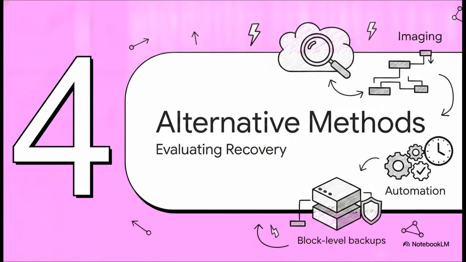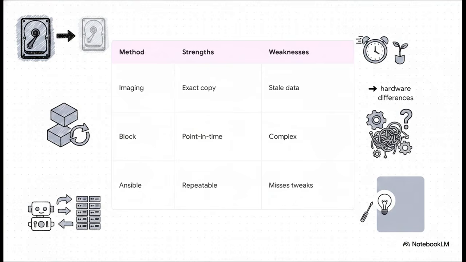So let's pivot to Section 4. Evaluating alternative recovery methods, namely imaging, block level, and automation. Let's break down the 3 most common workarounds admins use. First up, full disk imaging using tools like Clonezilla. Its main strength? It gives you an exact bit-for-bit copy of the host. But the weakness is that this data becomes stale super quickly, it takes forever to run, and hardware differences make it super rigid. Second, we have block-level backups using ZFS or LVM snapshots.